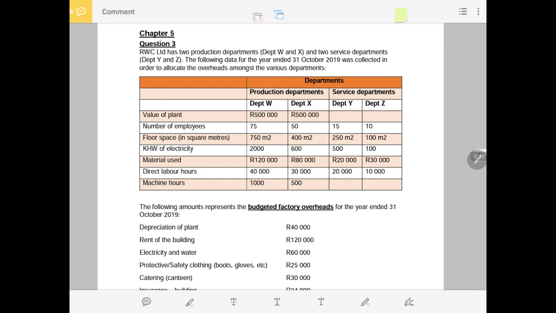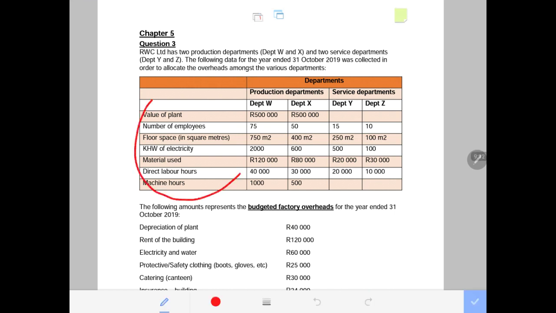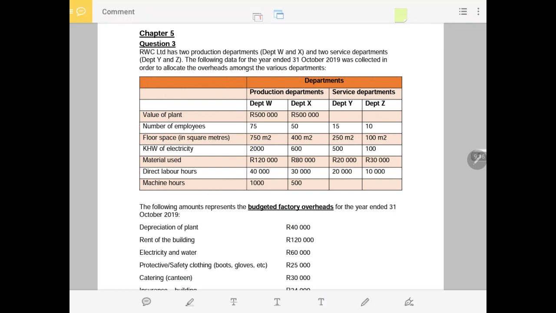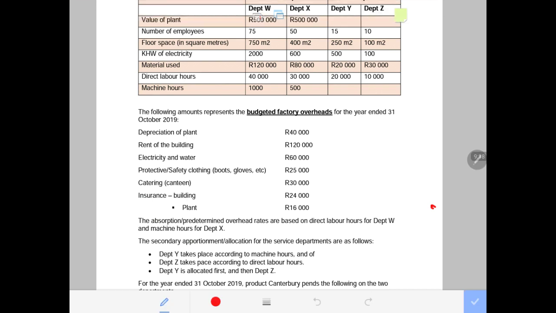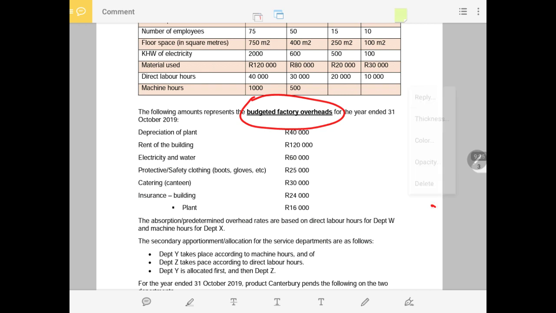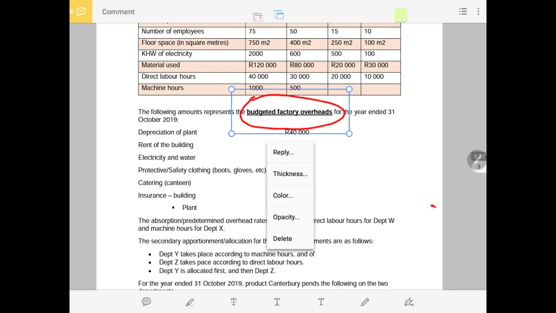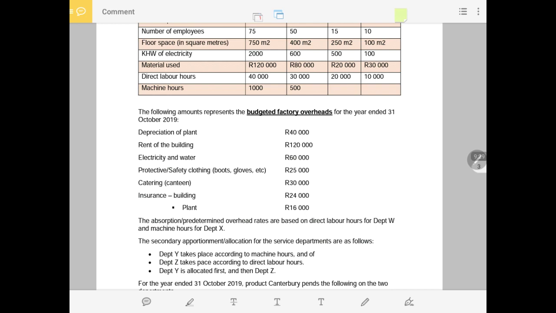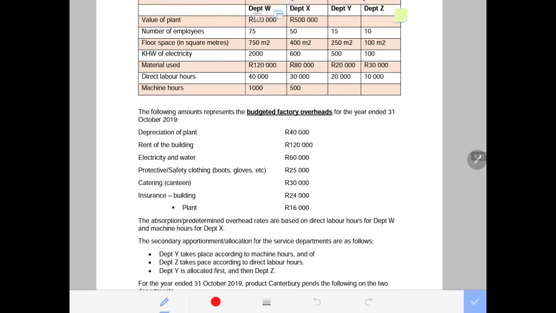Now we are given our basis of allocation from the value of the plant up to the machine hours. We'll do that when we do the allocation. And we are given the budgeted manufacturing overheads that have been classified and must be allocated now to our departments. We're given our costs from the depreciation of the plant of 40,000 up to 16,000 being the insurance of the plant.